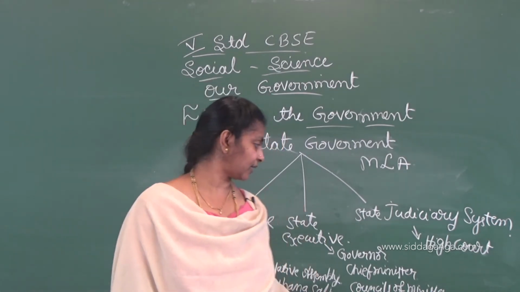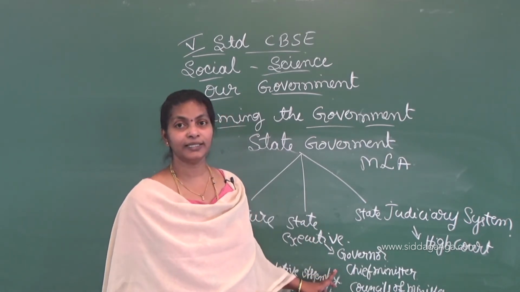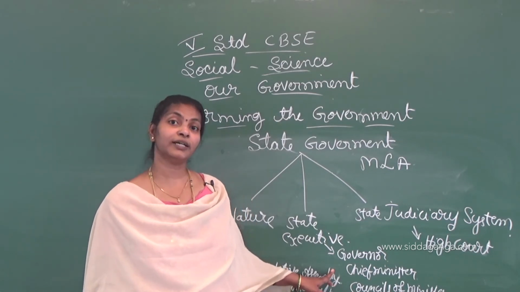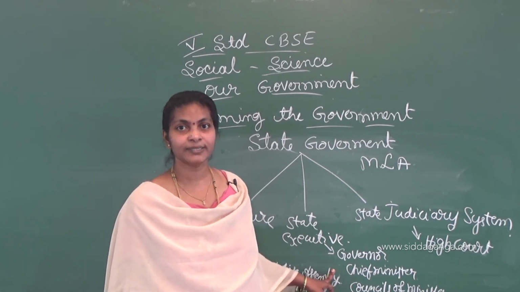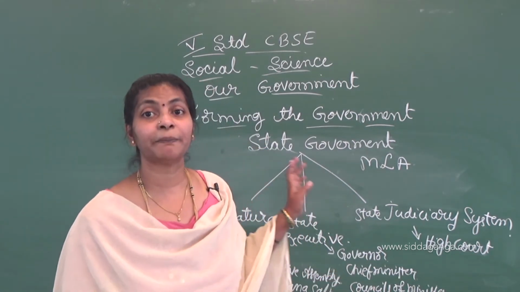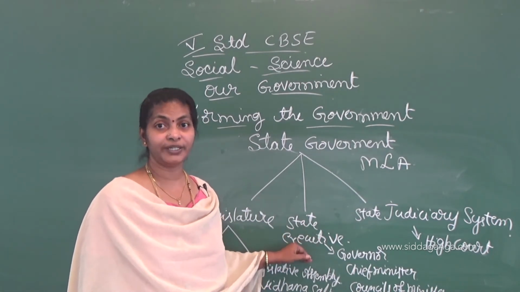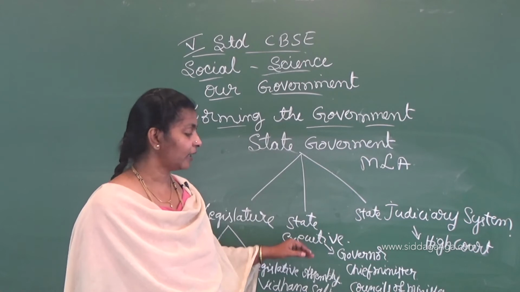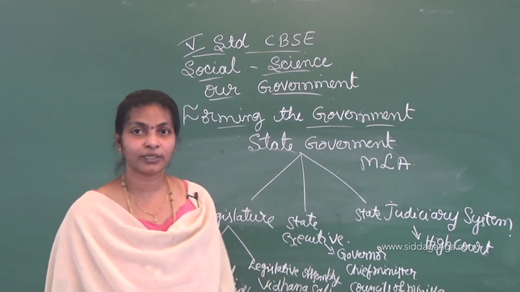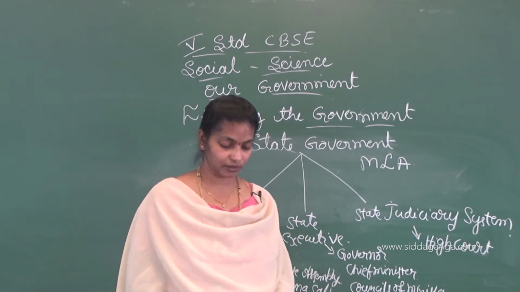Next, the governor. The state executive consists of the governor. The governor is the first citizen of that state and the head of the state. He is appointed by the president. Who appoints the governor? The President of India appoints the governor of the state.